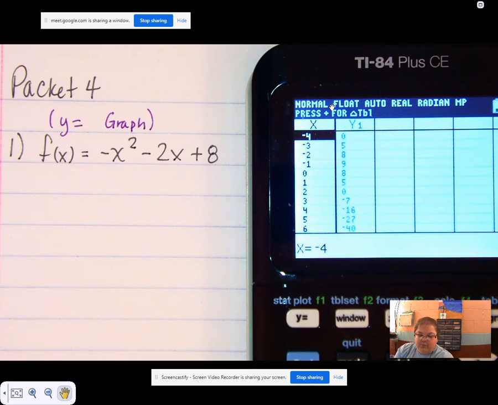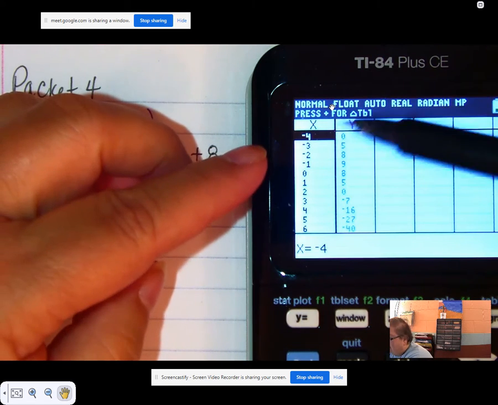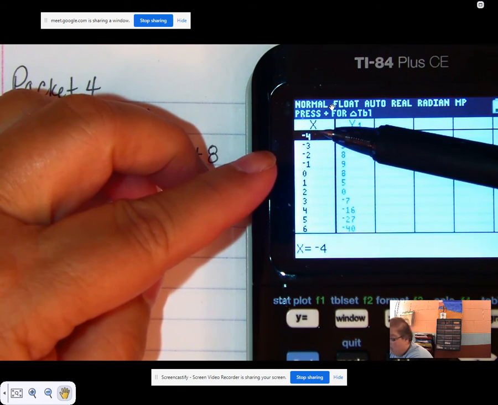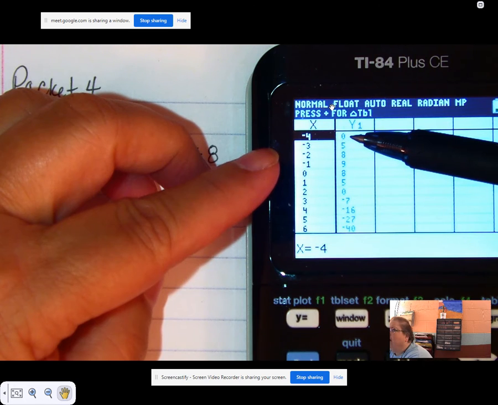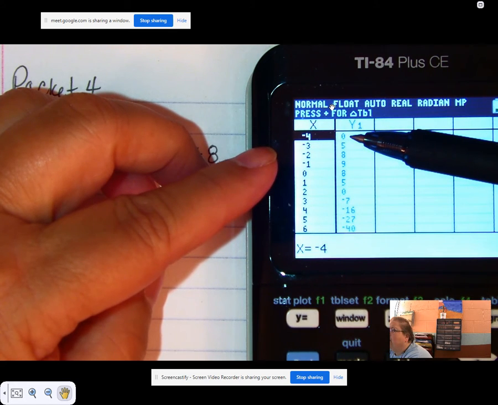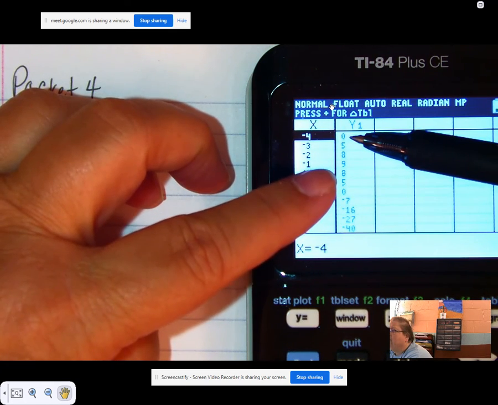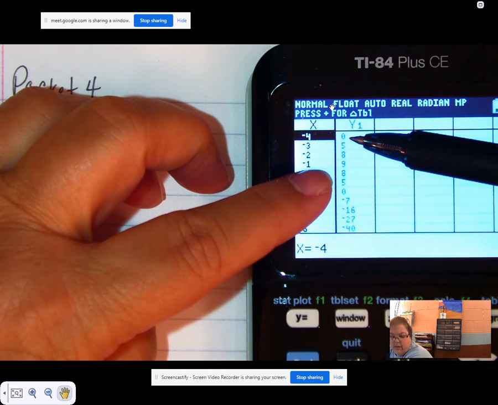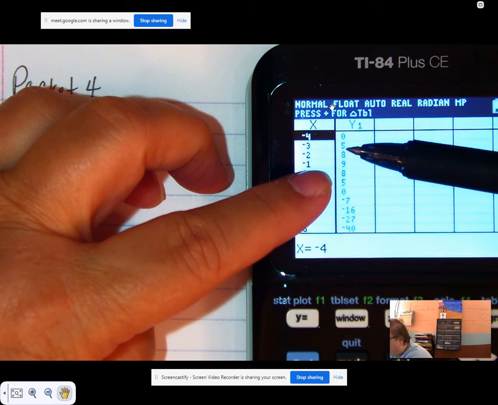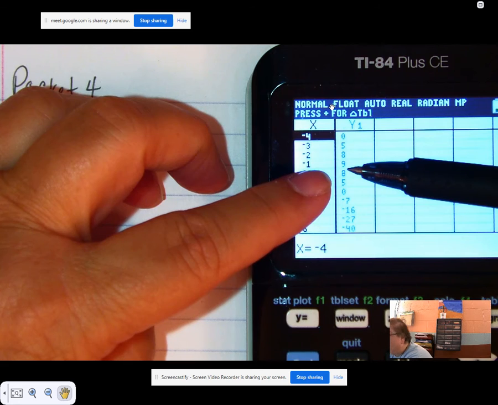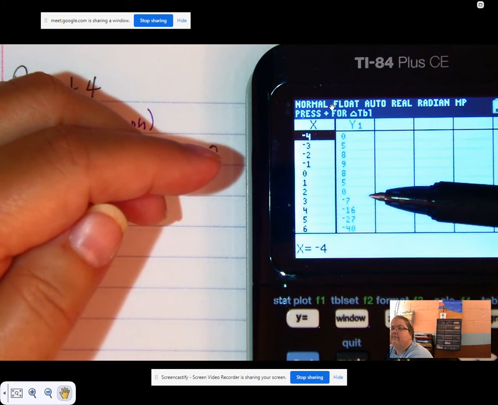Now, A says where x is less than negative 4. Well, that's not even an interval. A is not the answer. Look at B. X is negative 4. Look at my y. As I go from negative 4 to negative 1, because that's what B says, what's happening with these numbers? They're increasing.